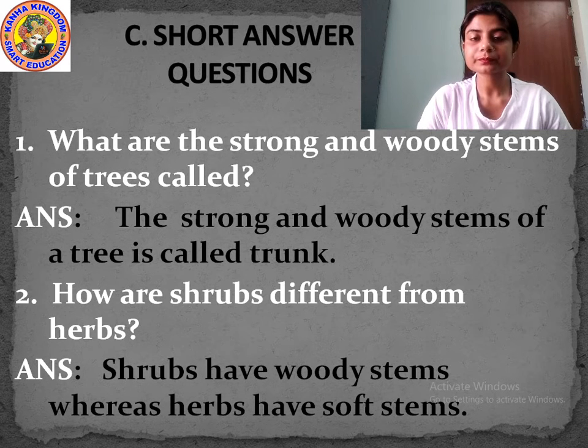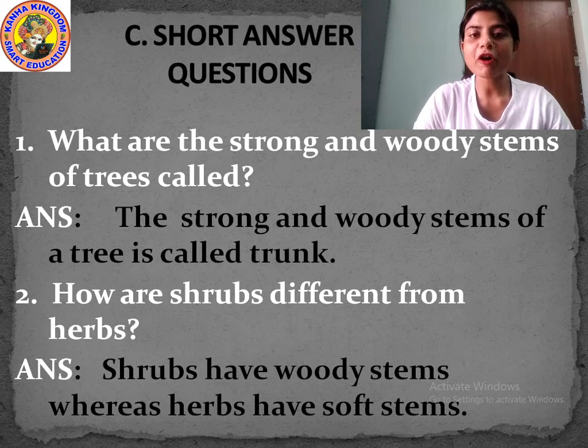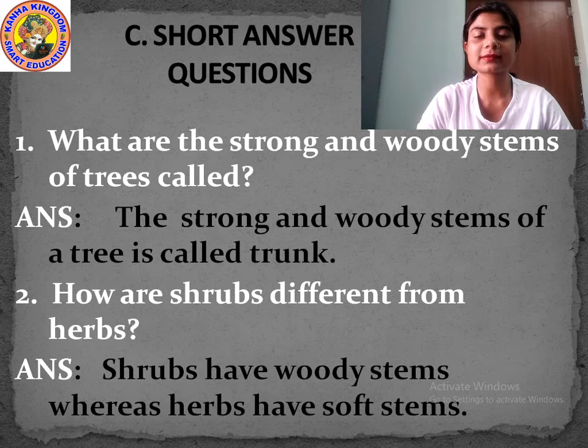Understood? I repeat my question and answer once more. What are the strong and woody stems of trees called? The answer is, the strong and woody stems of a tree is called trunk. How are shrubs different from herbs? Shrubs have woody stems, whereas herbs have soft stems. Okay, so these are the answers of these two questions.